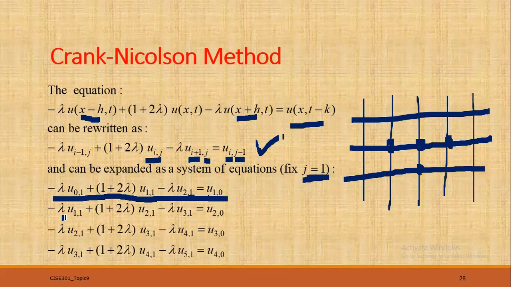Similarly, u11: j is fixed at 1 and i changes. First we consider i is 1, then i is 2, then i is 3, then i is 4. So we get a total of four equations.